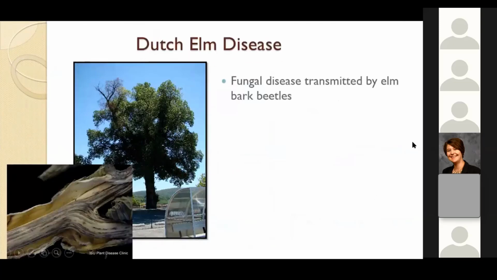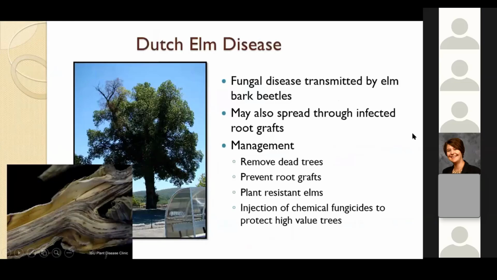Next one, Dutch elm disease. This is a fungal disease that's vectored by the elm bark beetles, but it can also spread through infected grafts and root grafts. And so if you have a tree with Dutch elm disease and a few other elms nearby, you'll really want to make sure that you're digging trenches so that the roots aren't grafting together. If the roots graft together, that fungus can spread throughout.